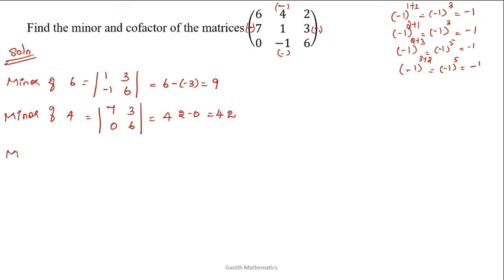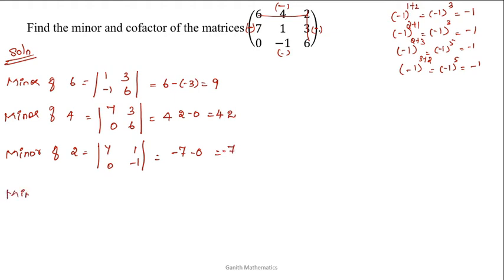Then minor of 2. For the 2 you have to eliminate the third column and the first row. So it will be 7, 1, 0, minus 1. So it will be minus 7 minus 0. So it is equal to minus 7.